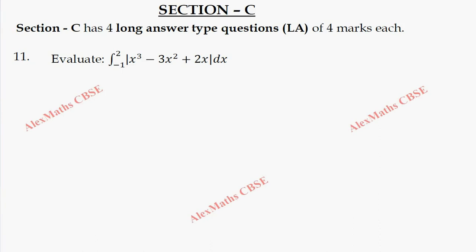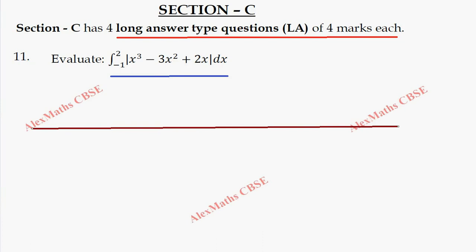Next one, section C, we have 4 long answer type questions of 4 marks each. Question number 11. We have to integrate from minus 1 to 2 modulus of x cube minus 3x square plus 2x dx. Since it is inside the modulus, we have to know in which region from minus 1 to 2 this entire expression is positive and in which region it is negative. For that we have to take this expression alone and factorize it.